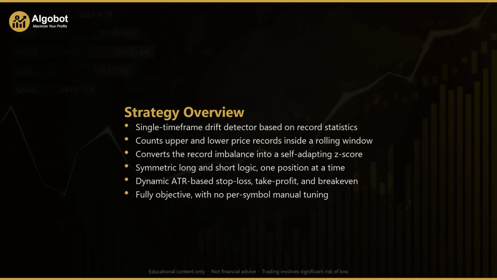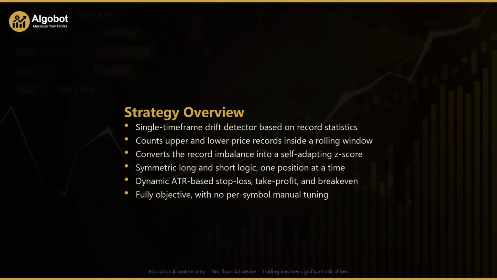Sequential record imbalance is a drift detector. In plain terms, drift is the tendency of a market to lean persistently in one direction over a stretch of bars, rather than wandering aimlessly. This expert advisor tries to measure that lean using record statistics, which is the mathematics of running highs and lows.